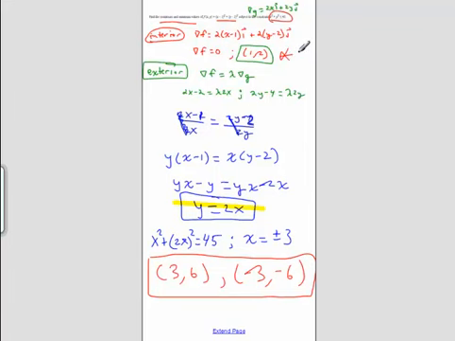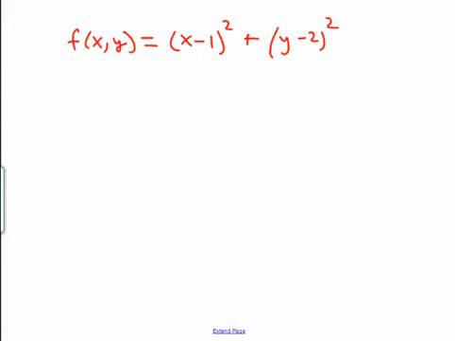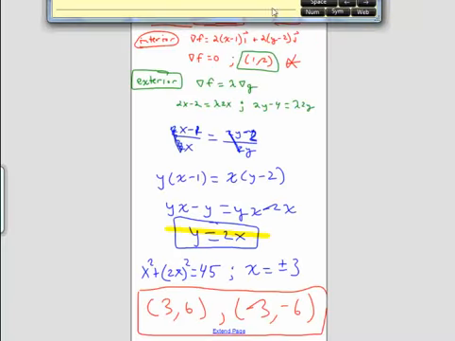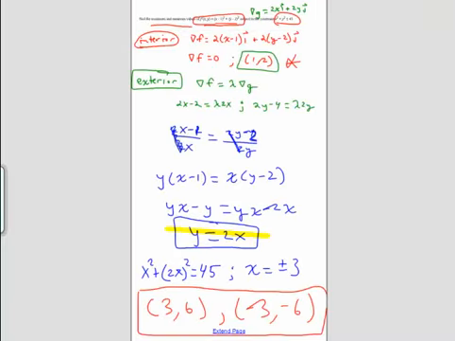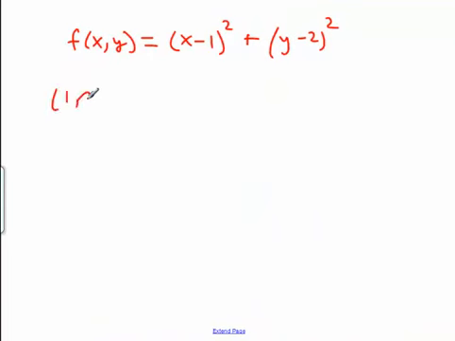And so the last thing to do is just to evaluate our function for each of those points, our function being the one given up here. So let's write this on another page. We have our function, which equaled x minus 1 squared plus y minus 2 squared, and that was given. And then the points that we know are 1, 2, 3, 6, and negative 3, 6.